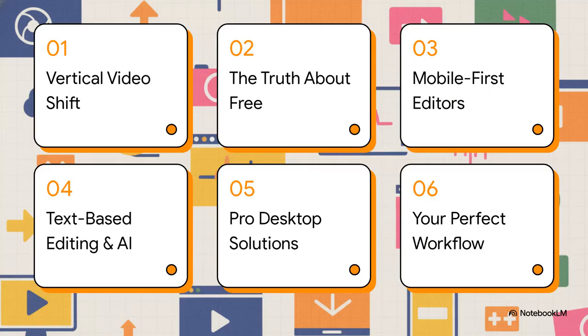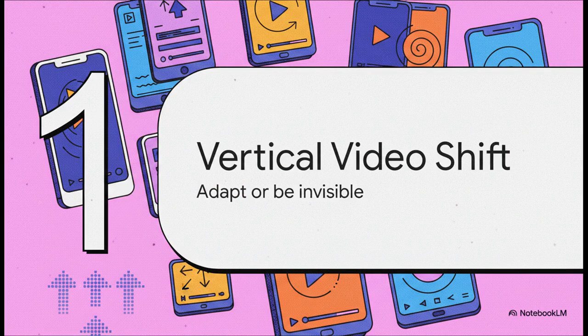So here is our roadmap for today. 1. The vertical video shift. 2. The truth about free. 3. Top mobile-first editors. 4. Text-based editing and AI. 5. Pro desktop video solutions. And 6. Finding your perfect workflow. All right, let's kick things off with section 1, the vertical video shift.